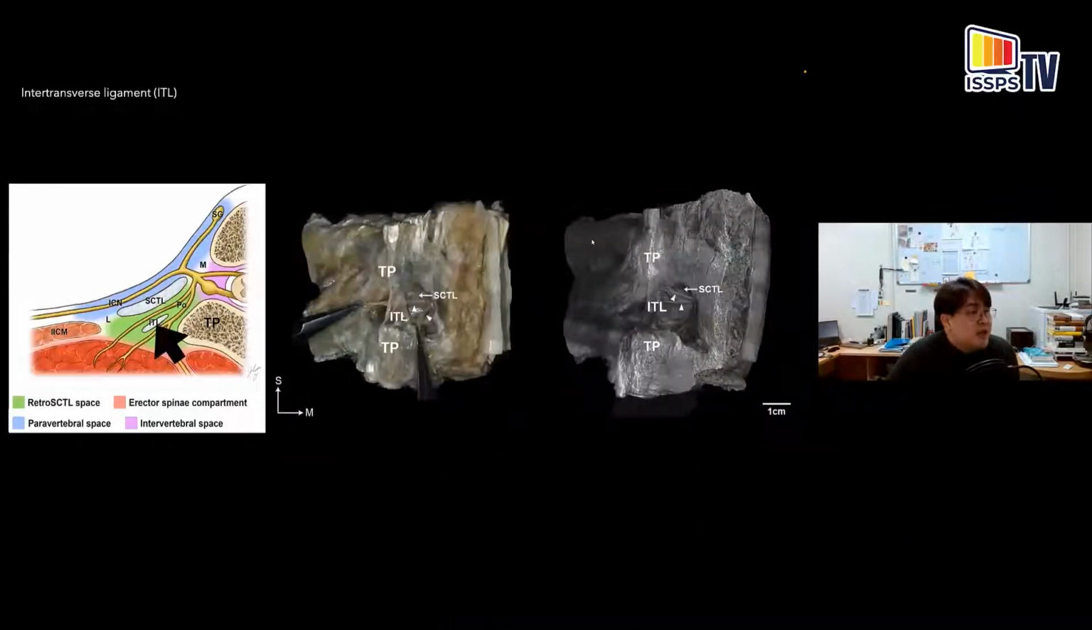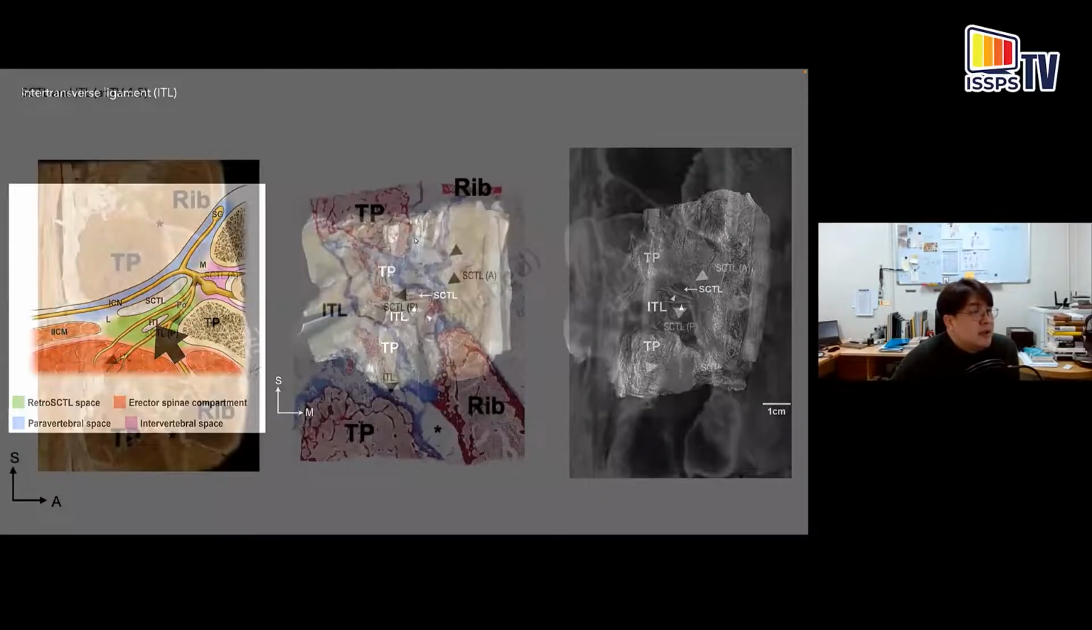We found the intertransverse ligament here, the ITL, to be located posterior to the SCTL here. The ITL was a narrow, distinct ligament that attached neighboring tubercles. Some twigs of the dorsal lamina of the spinal nerve passed between the SCTL and ITL. You can see it.